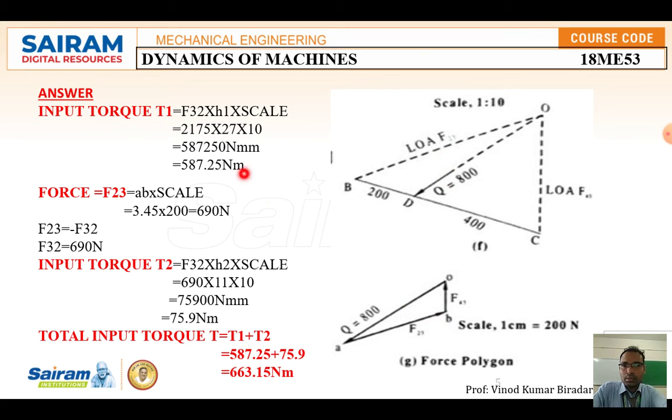So I wrote input torque T is equal to the force 32 into H1 into scale. To this, we already calculated 2715 into height. If you measure this, we are going to get 2.75. So otherwise you write here 2.75 into 10, you are going to get 587.25 Newton meter. That is the input torque one first, that is coming in the next slide. So here force 23 is equal to AB into scale. If you measure this AB, you are going to get 3.45, and scale 200 gives 690 Newton. Just write here 690 Newton.